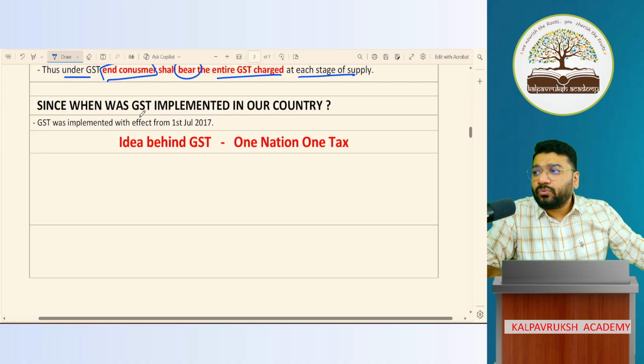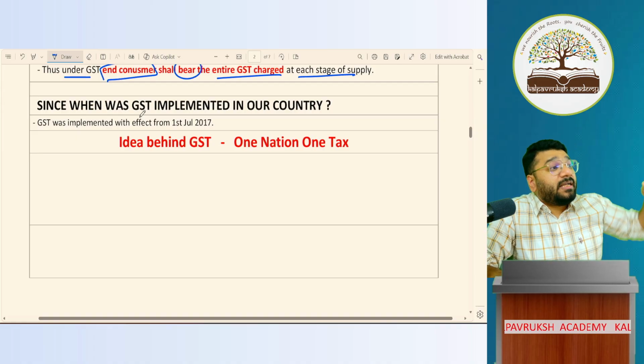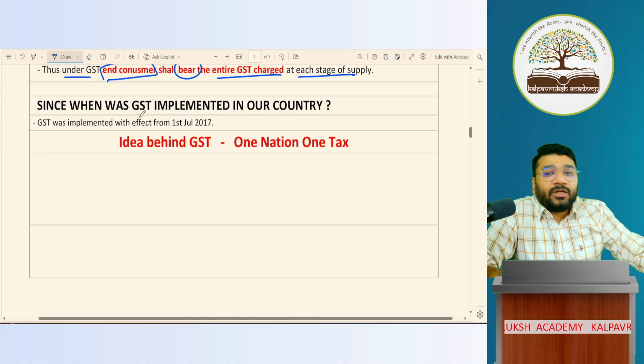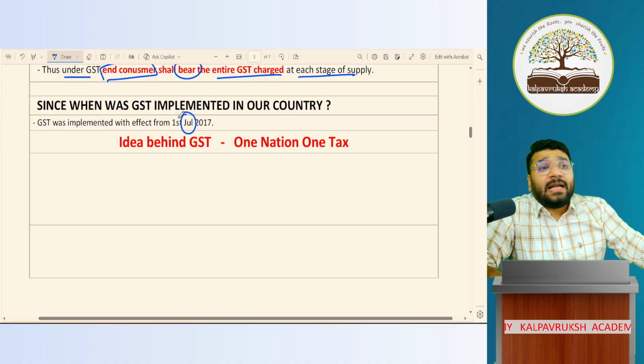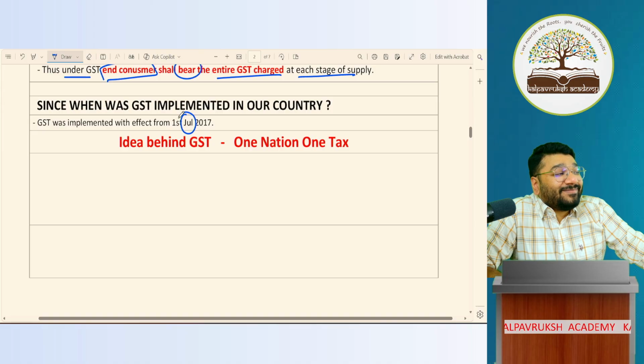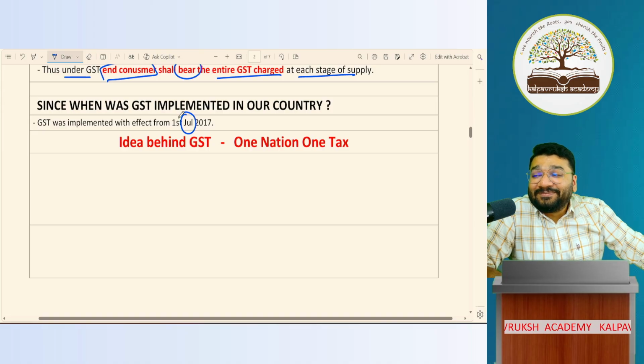My question to all of you, when was GST implemented? When was it launched in India? 2017. 2017 when? July month. What is the specialty about July month?